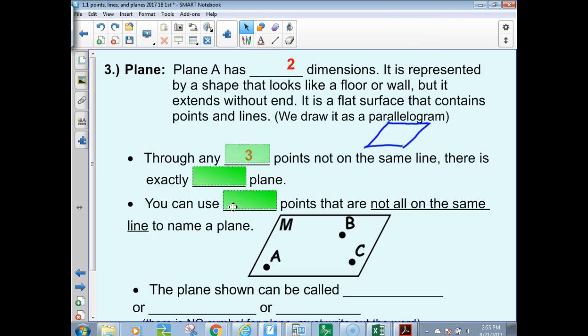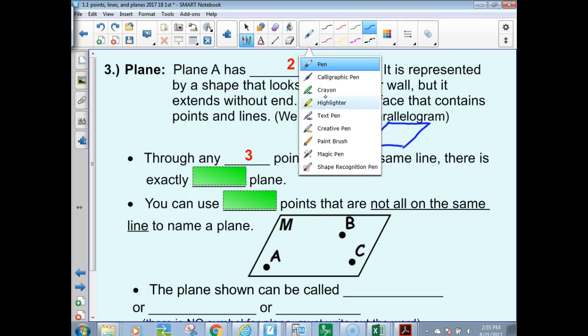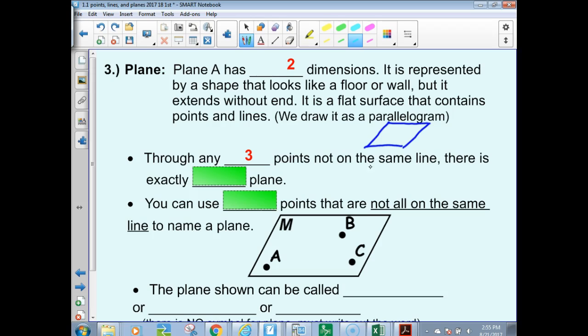Through any three points not on the same line, notice it says not on the same line, that's really important, there is exactly one plane. There is exactly one plane through any three points not on the same line. Sort of like the tripod effect, if you think about it.